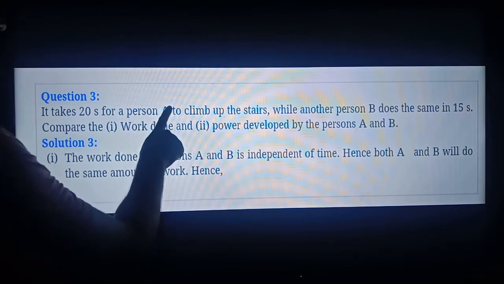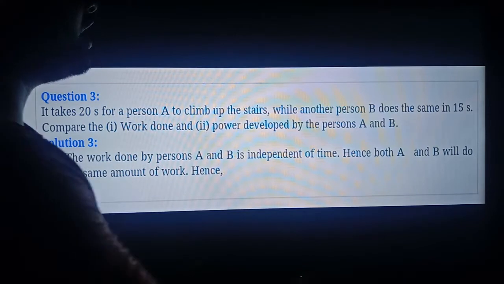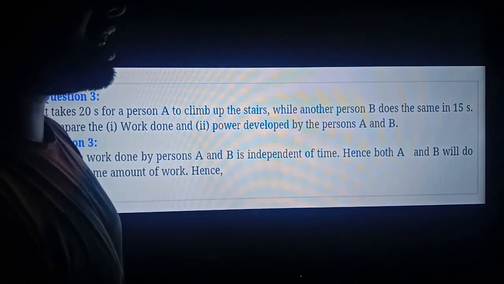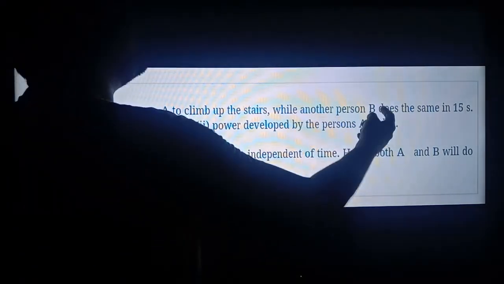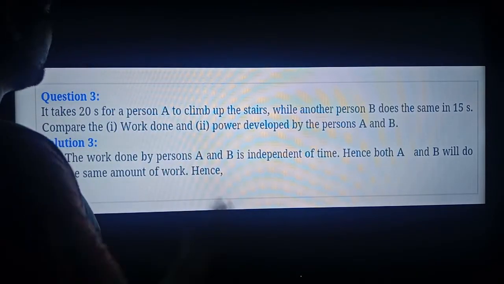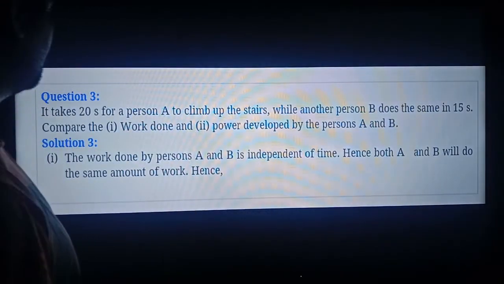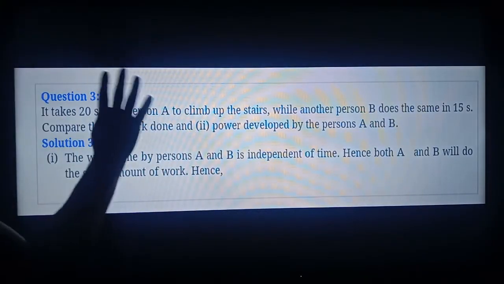Person A climbs up a stairs, while another person B does the same in 15 seconds. B also climbs the same distance. So the work done by A and B will be the same, but B takes 15 seconds and A takes 20 seconds. Compare the work done.